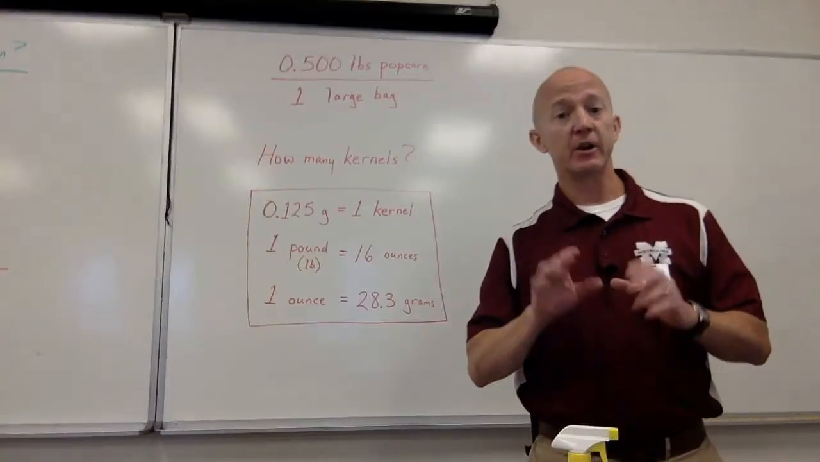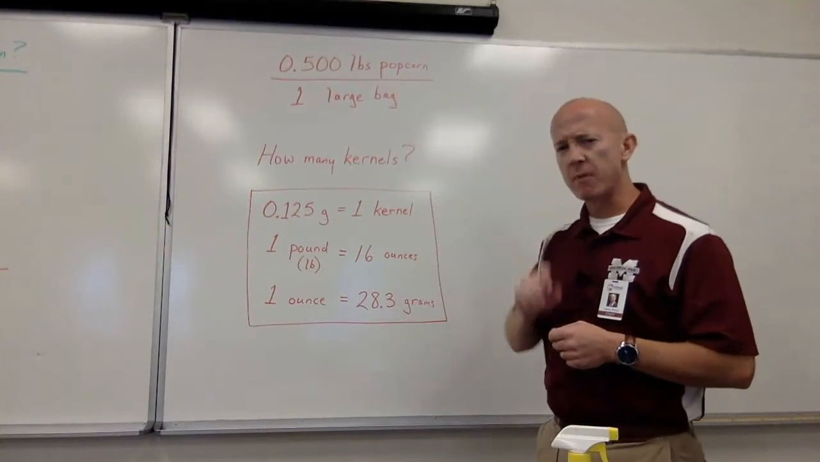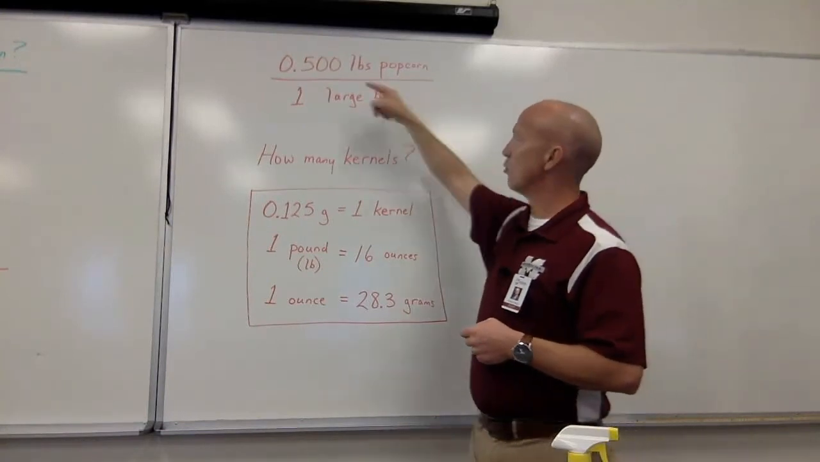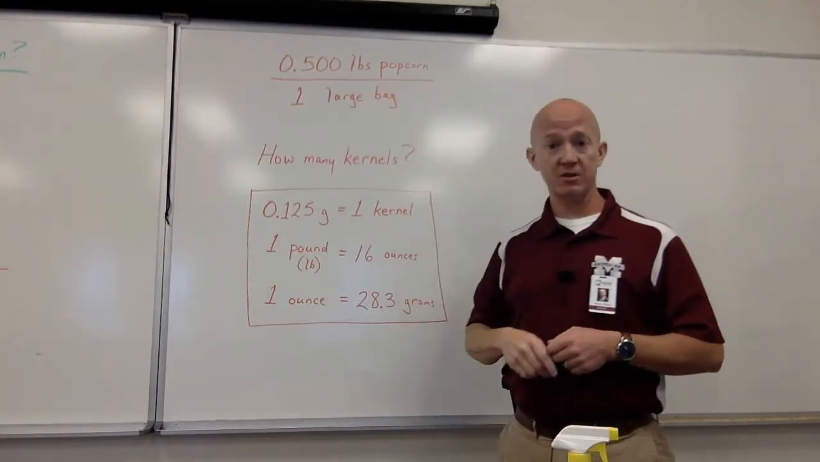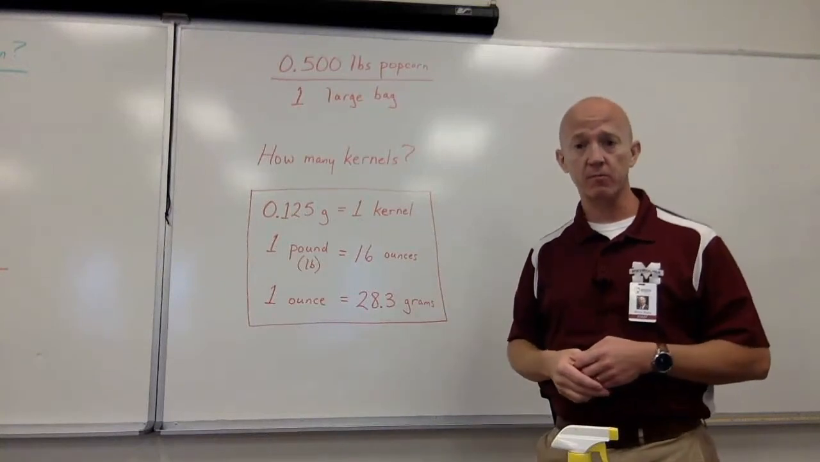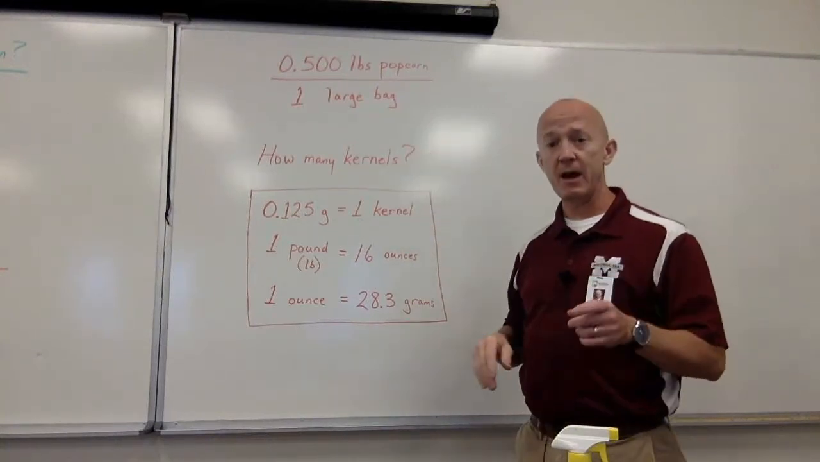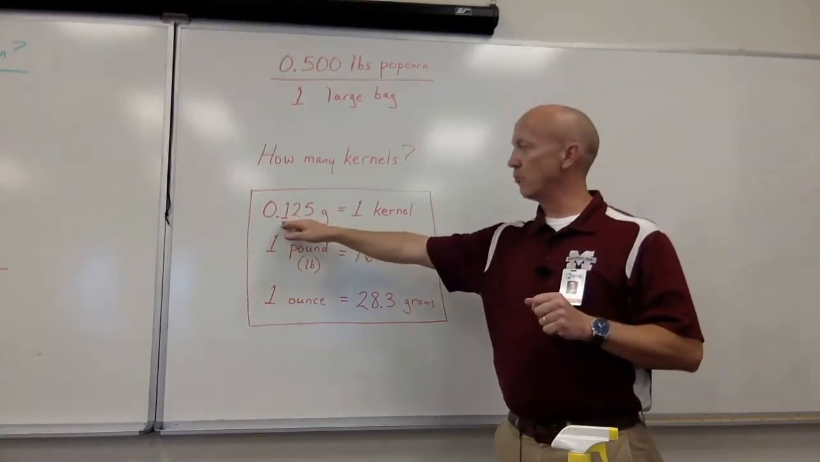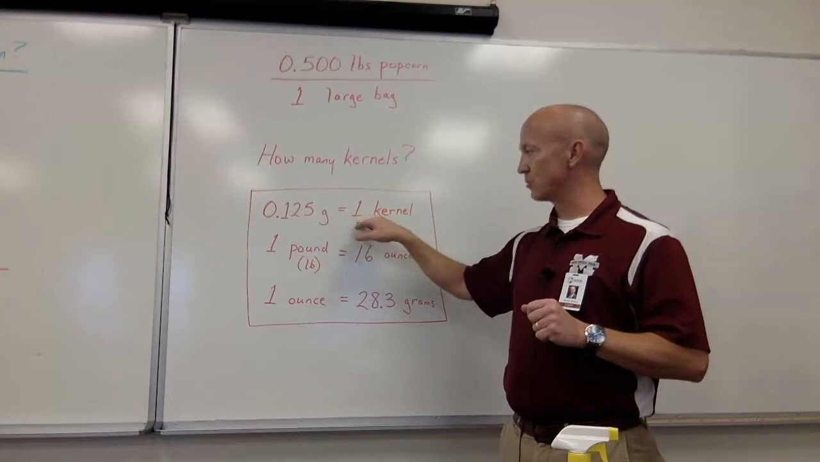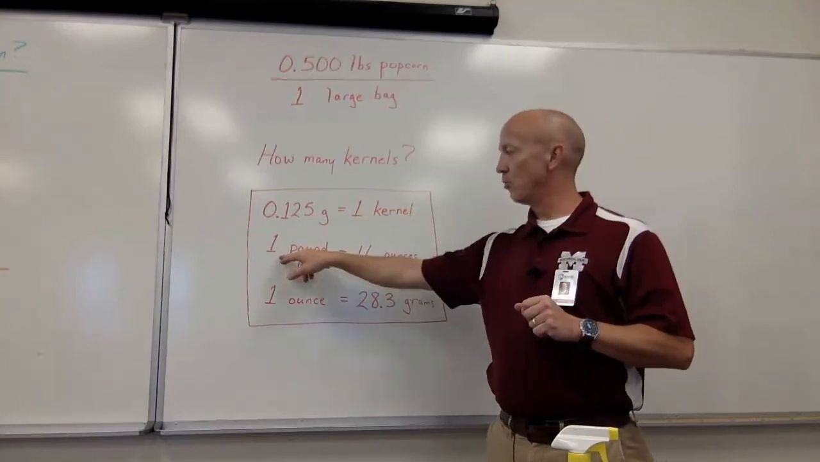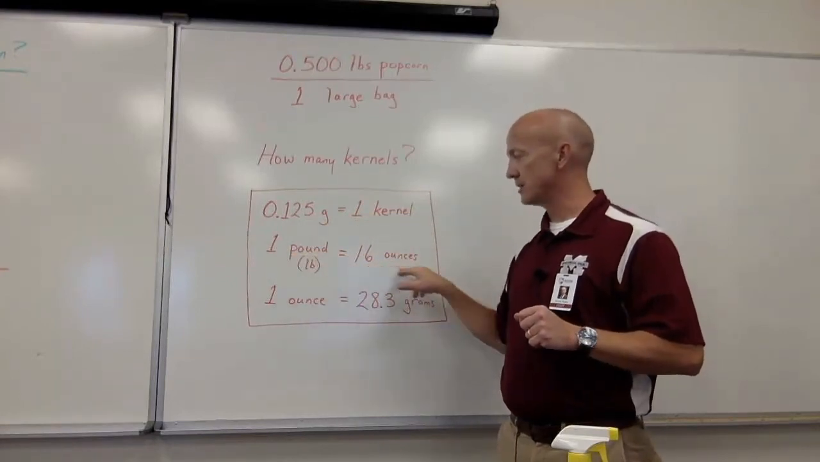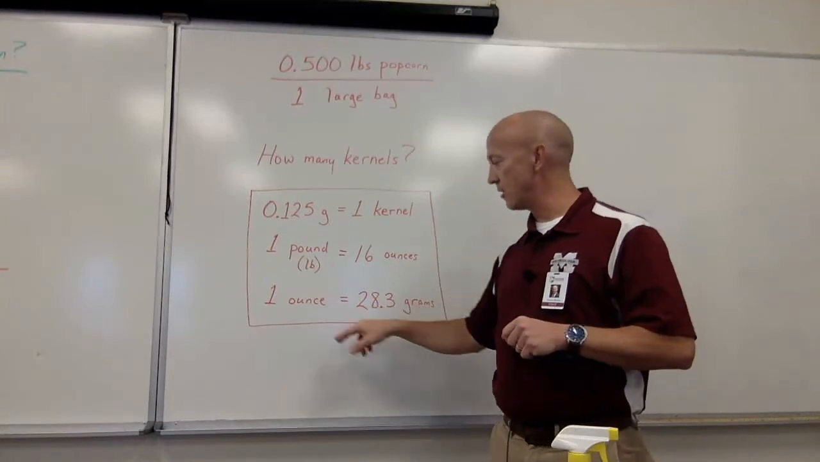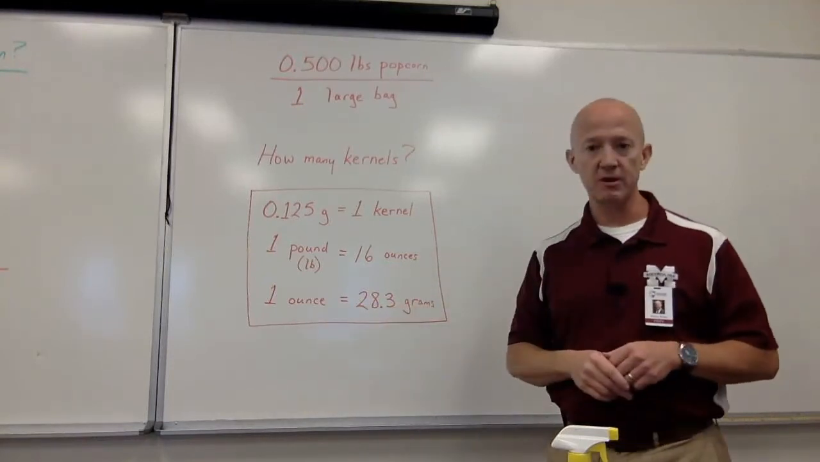All right, guys, here's your homework. Let's say you have a bag of popcorn and it has a weight of 0.5 pounds. In other words, a half a pound of popcorn. How many kernels are in that bag using the following equivalent statements? 0.125 grams equals 1 kernel. 1 pound equals 16 ounces. 1 ounce equals 28.3 grams.